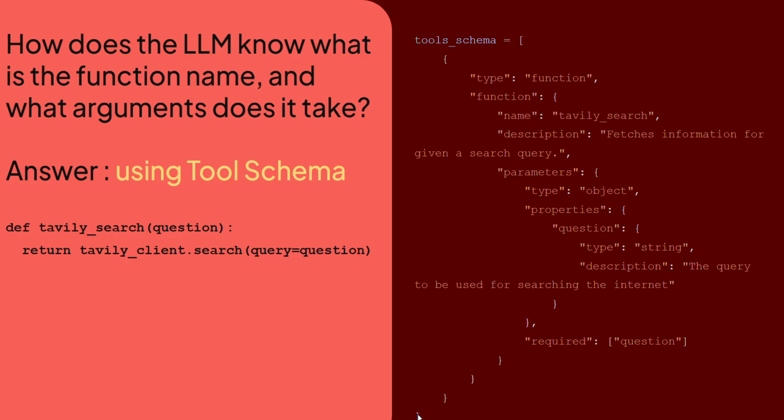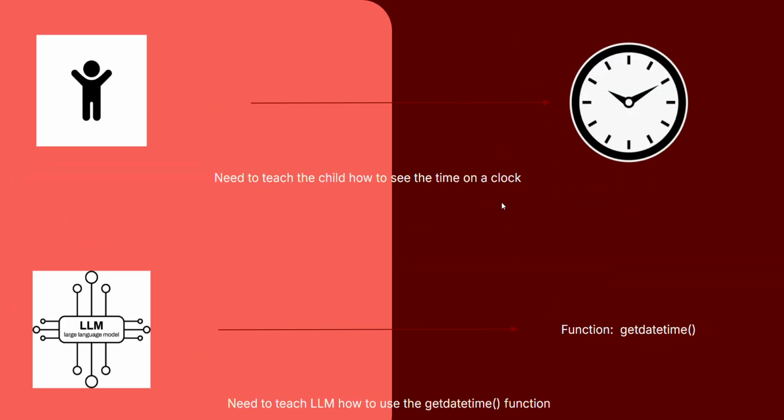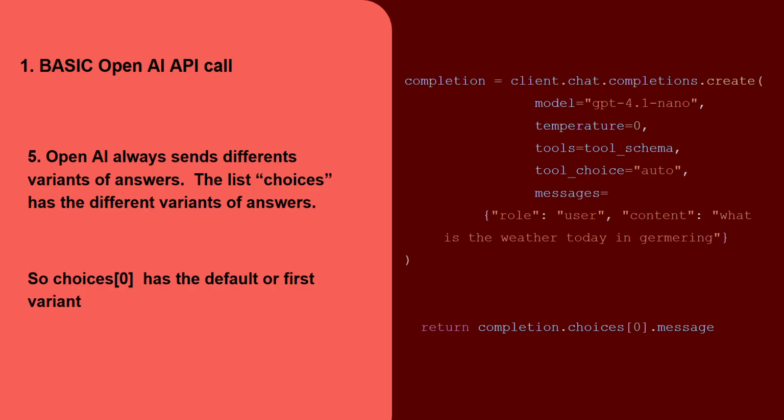So basically what you are doing is giving a nice JSON structure to it. You are telling it what is the name of the function, how many parameters are there, what parameter is of what type, what kind of information you need to pass in this parameter, and which parameters are mandatory. You have to give this tool schema when you send the query. Where do you do it? You do it in the very beginning. Here under tools, you pass this tool underscore schema.